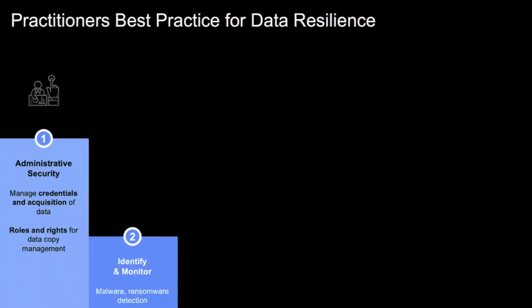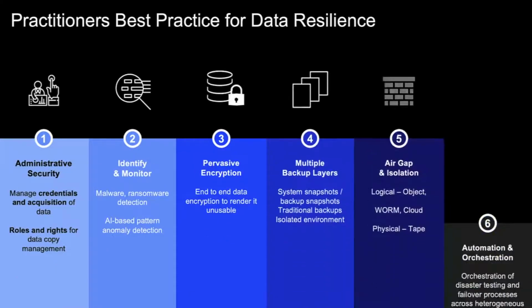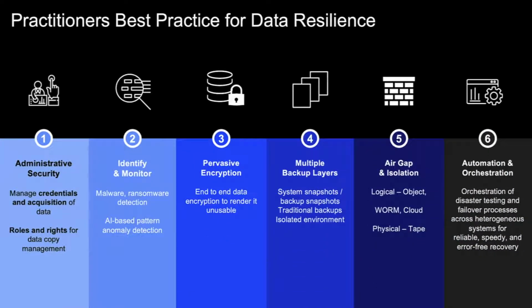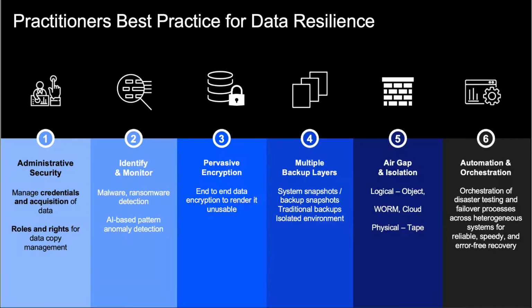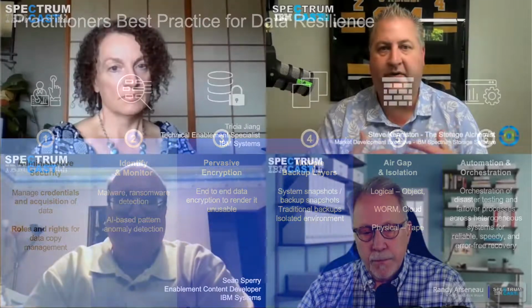Of the 6, we talk administrative security, the ability to identify and monitor, that'll be next week. Encryption, a great way to protect your information just as a standard practice. The multi-layered backup strategy, we'll talk about what that means. Air gapping and isolation, how that plays a part in what you're trying to accomplish when it comes to securing your data. And then the notion around automation and orchestration. So again, this was all about administrative security.